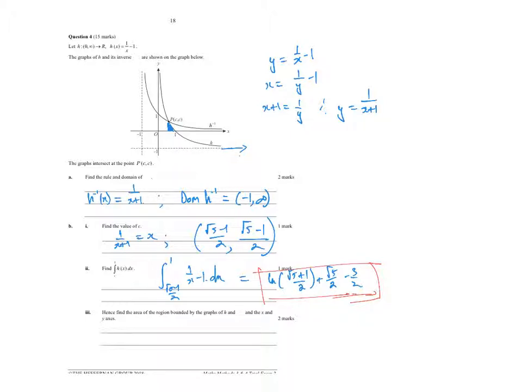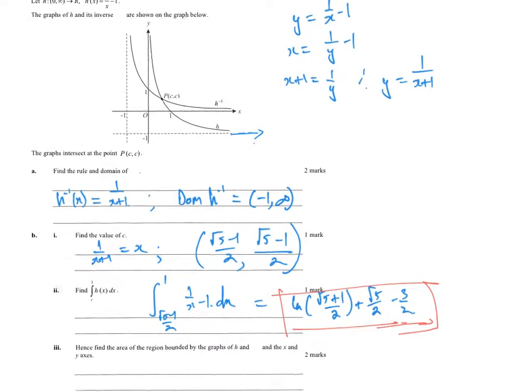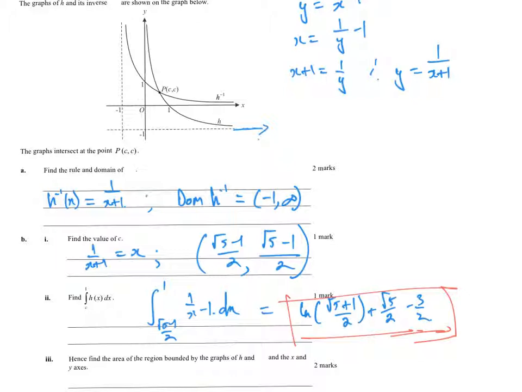Hence, find the area of the region bounded by the graphs of H and H inverse and the X and Y axes. So what does that look like? I reckon that's what this area here is, isn't it? So I reckon those two blue areas are the same. I haven't probably drawn that quite as well as I should have. I'm going to make it a bit bigger, because now hopefully you can see. So those two areas are the same. We've just worked them out. And that area there is just a square.